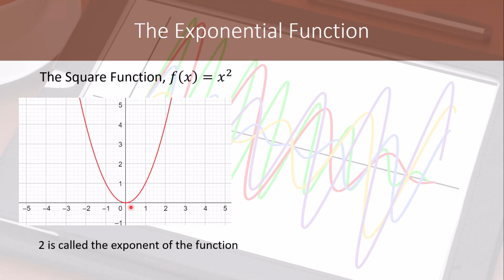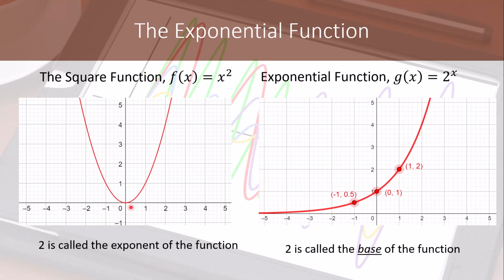Now, what would happen if we swapped out the x and the 2? Well, then we would have f of x, or g of x, is equal to 2 to the x power, and this is what we have. And this is an exponential function.